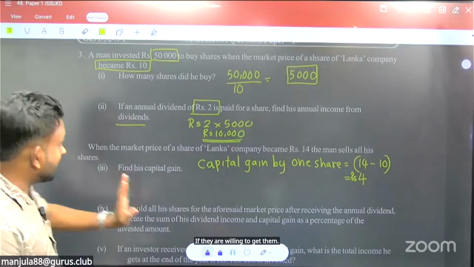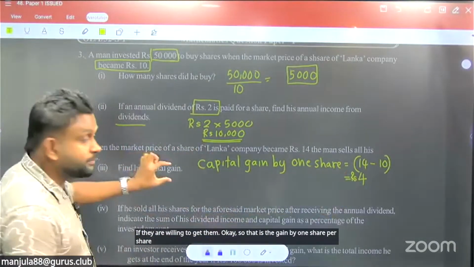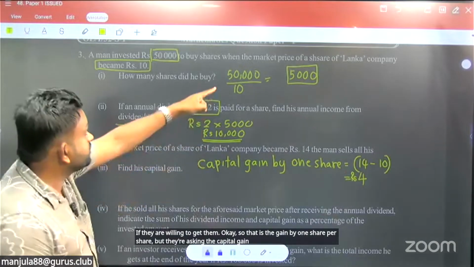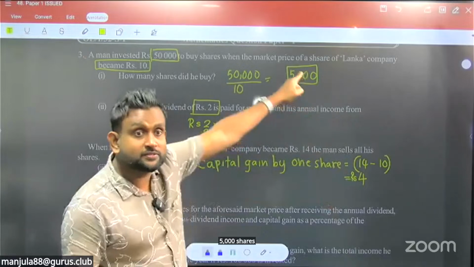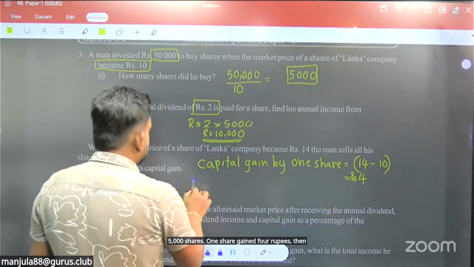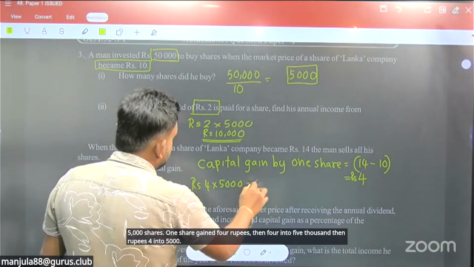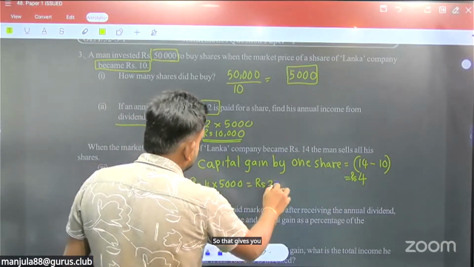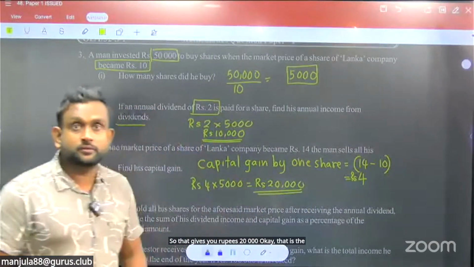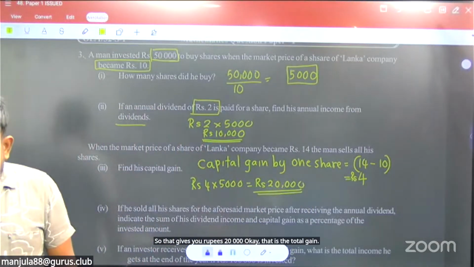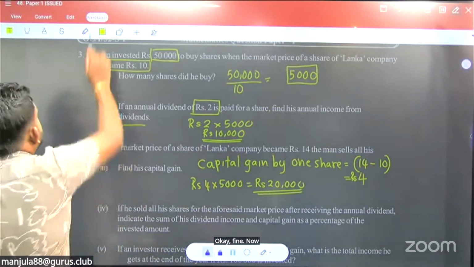So that is the gain per share, but they are asking for the capital gain for the total shares. How many shares are with them? 5,000 shares. One share gains 4 rupees, then 4 into 5,000 gives you rupees 20,000. That is the total gain. Okay, fine. Now we are dealing with question number 4.